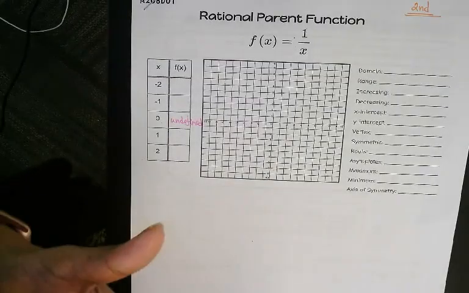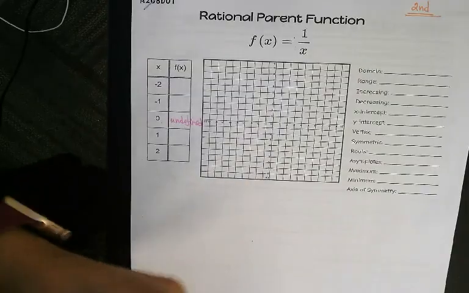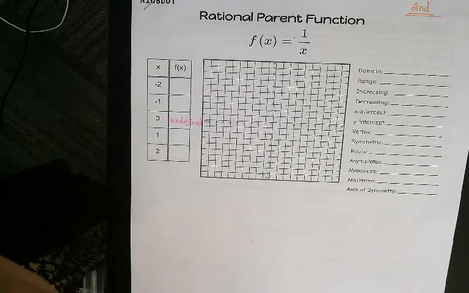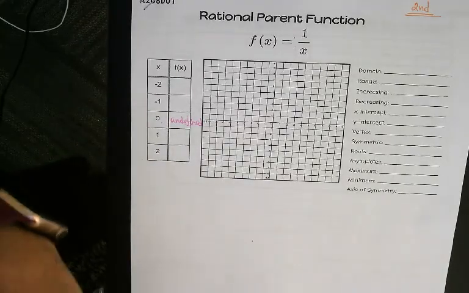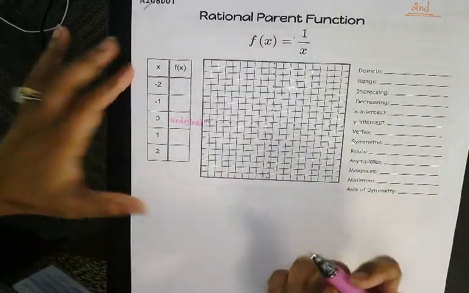This is where the asymptote concept comes in. What is an asymptote again? A line or a point that the graph will never cross or touch. So that's the asymptote, and we're going to talk about asymptotes a lot.